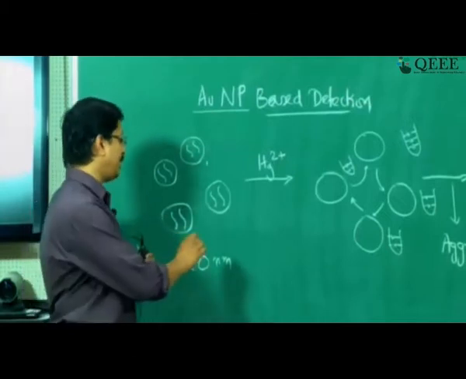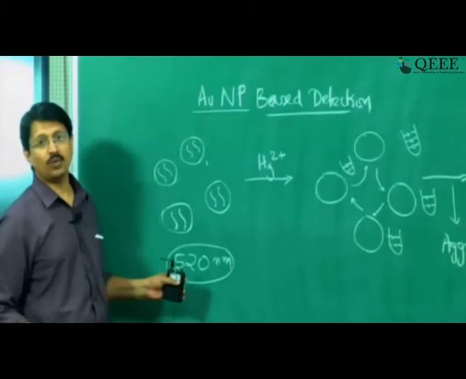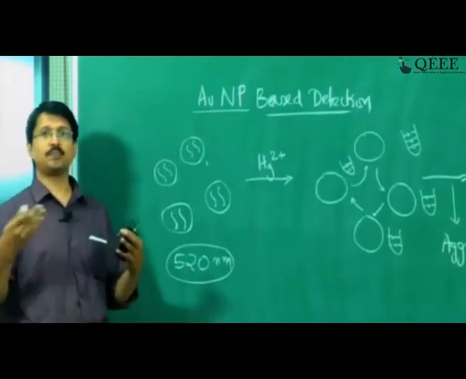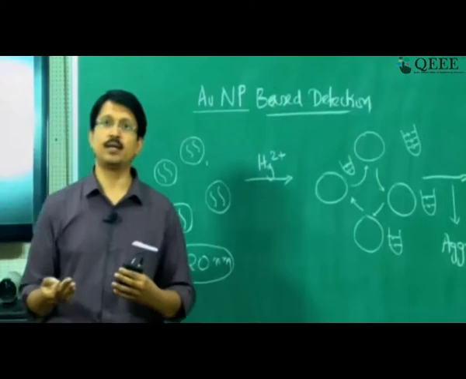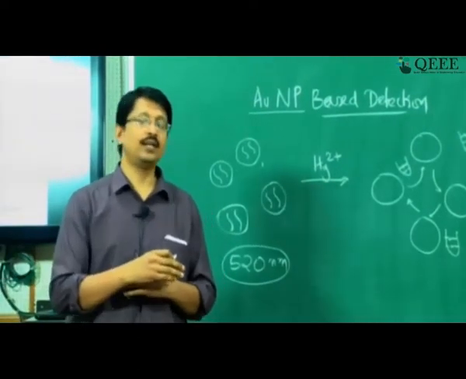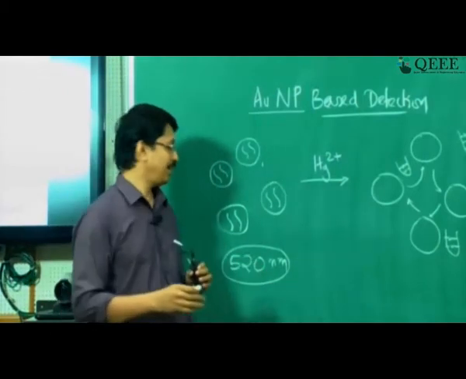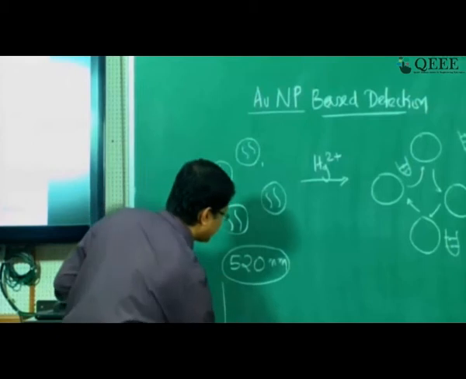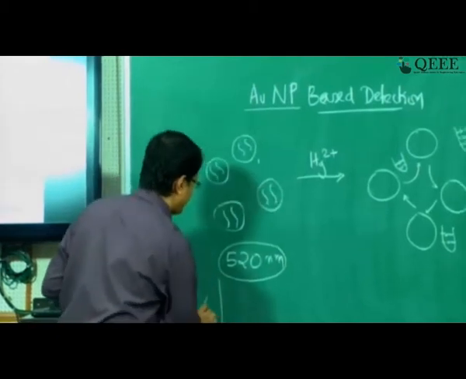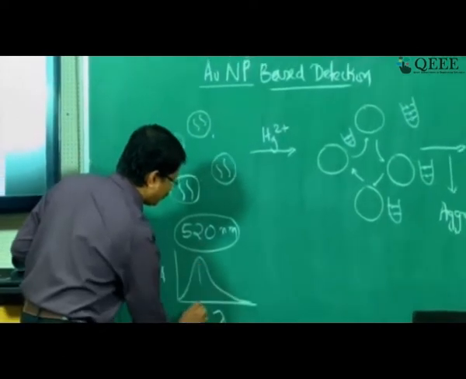So initially we will have a 520 nanometer absorption. So what color will the solution be? If the species absorbs 520 nanometer, what will be the color of the solution? Can you guess the color of the solution when the species absorbs at 520 nanometer? The absorption spectrum is given like this. This is wavelength, this is absorbance. So this is 520.